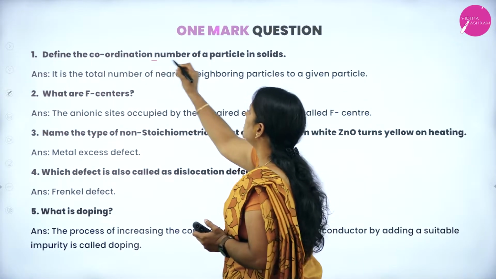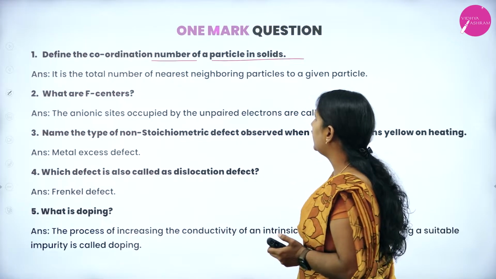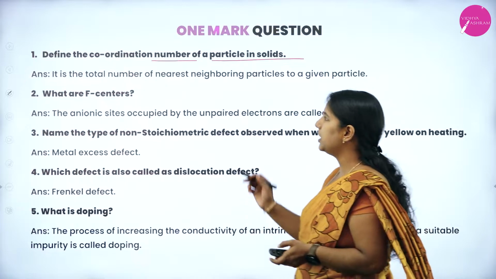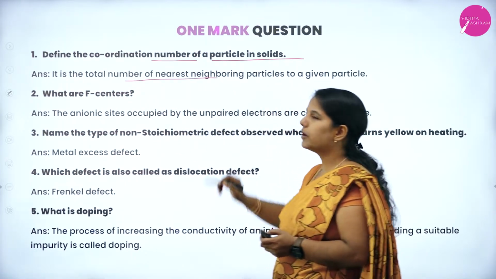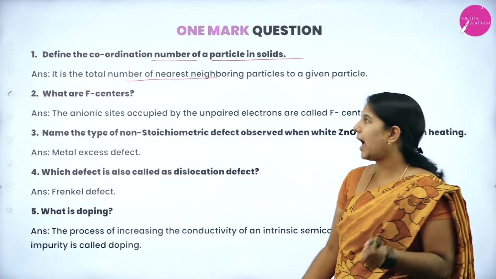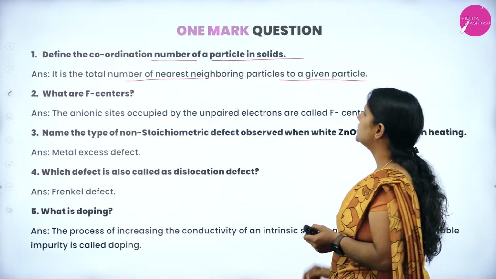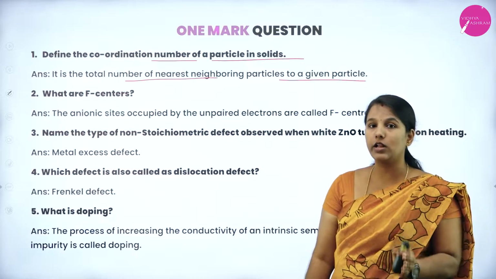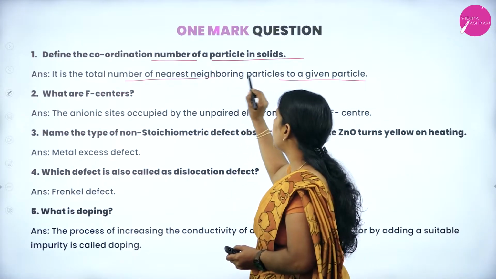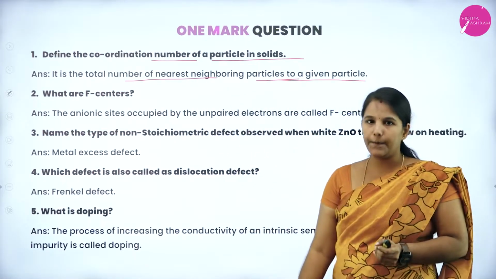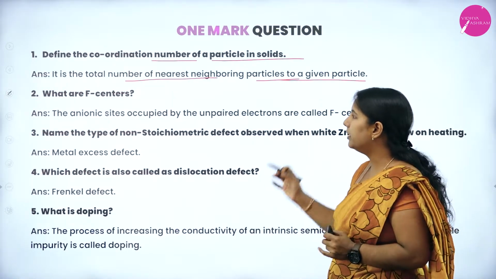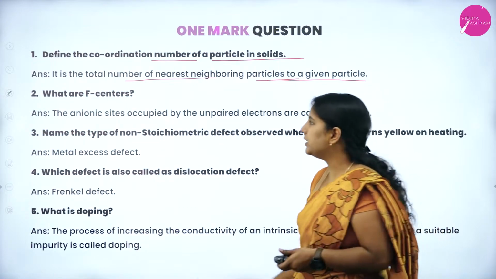Define coordination number of a particle in solid. Hope you are familiar with this question. It is nothing but the total number of nearest neighboring atoms or particles present around the atom. The total number of nearest neighboring particles to the given particle is said to be what? Coordination number.